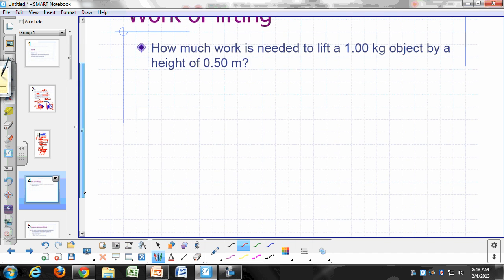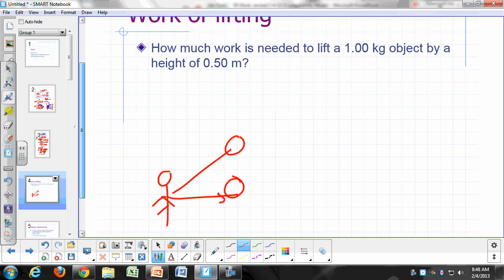How much work is needed to lift a 1 kilogram object by a height of half a meter? So I have a 1 kilogram object right here. So I'm going to hold it. Okay. And I'm going to lift it up to a height of half a meter. All right. So I'm holding it. I'm going to lift it up half a meter. How much work is involved there?